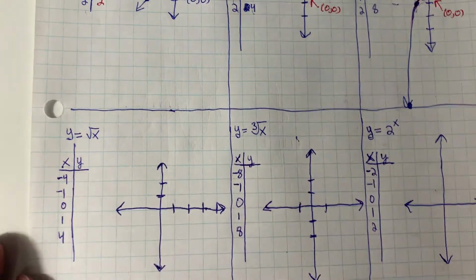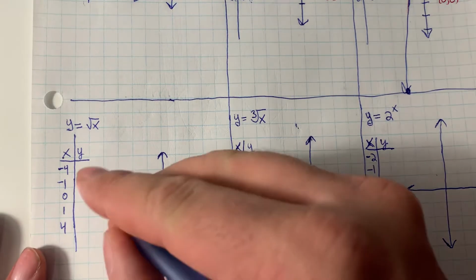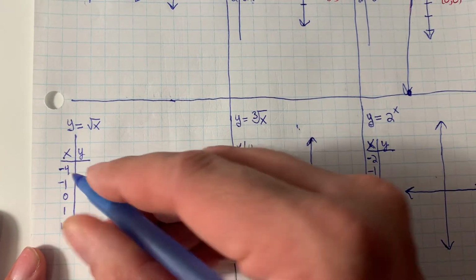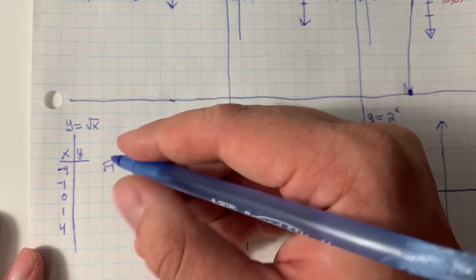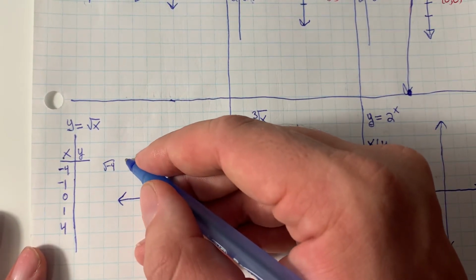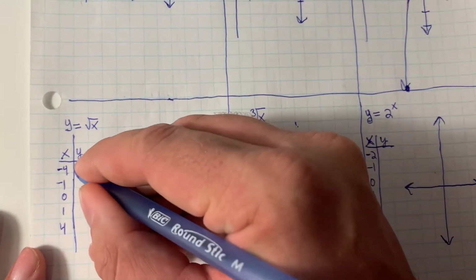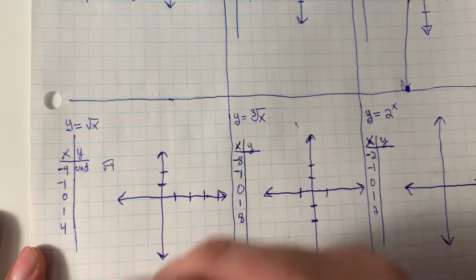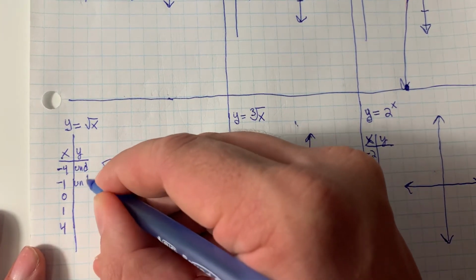The square root of x, go ahead and make this table, fill out this table, and make the graph. We'll see how you did. All right, when x is -4, the square root of -4 is imaginary. It is undefined. There is no number times itself that gives you a negative. No real number, at least, that gives you a negative. And so we say the square root of a negative number is undefined. The square root of -1 is undefined.